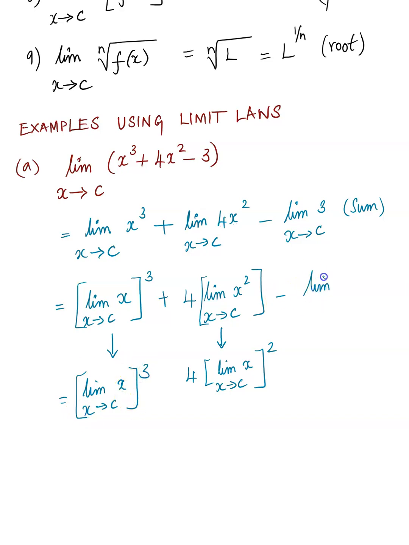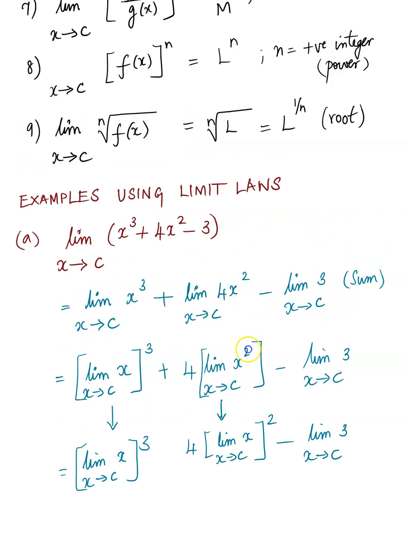Minus limit 3 x approaches 3 c. So I'm going to keep it as it is because there was no simplification on this one, right? All right, now it's time for us to replace all the x's by the c's. Wherever we see the x, we replace by the c. How do we know that?